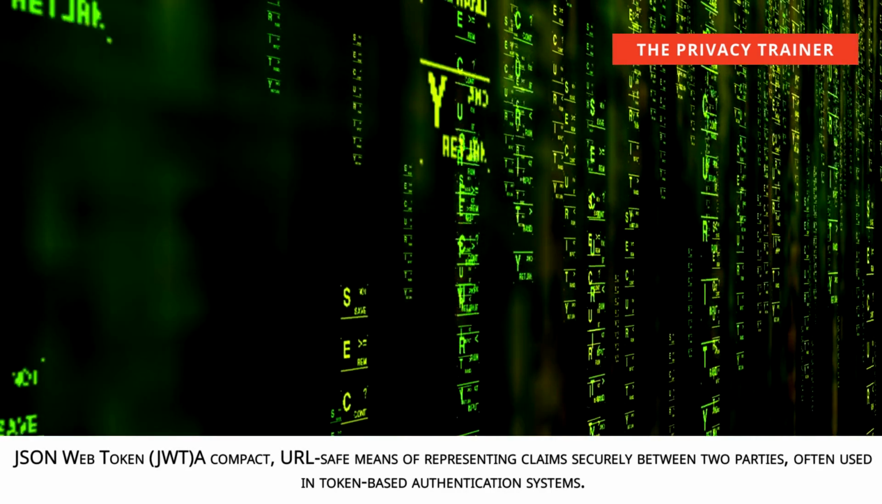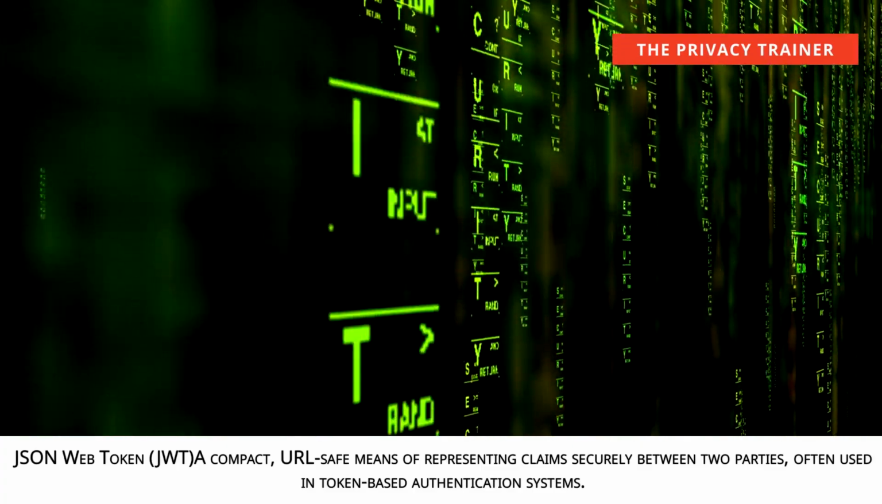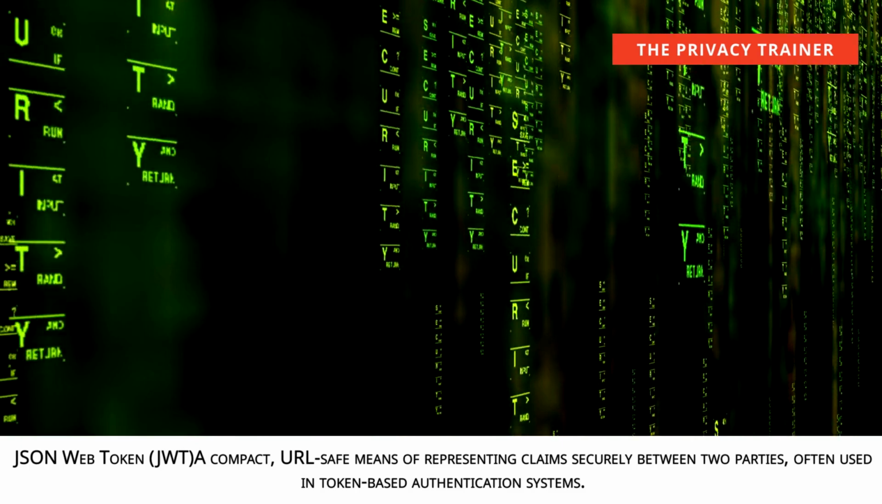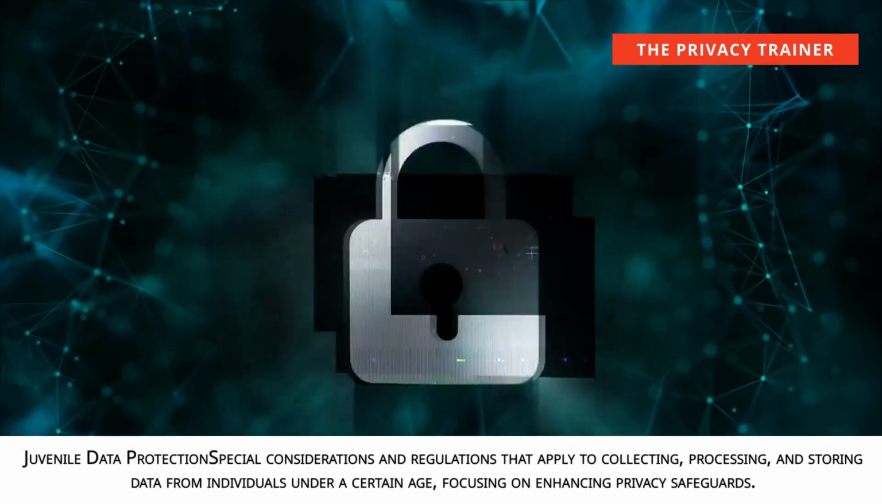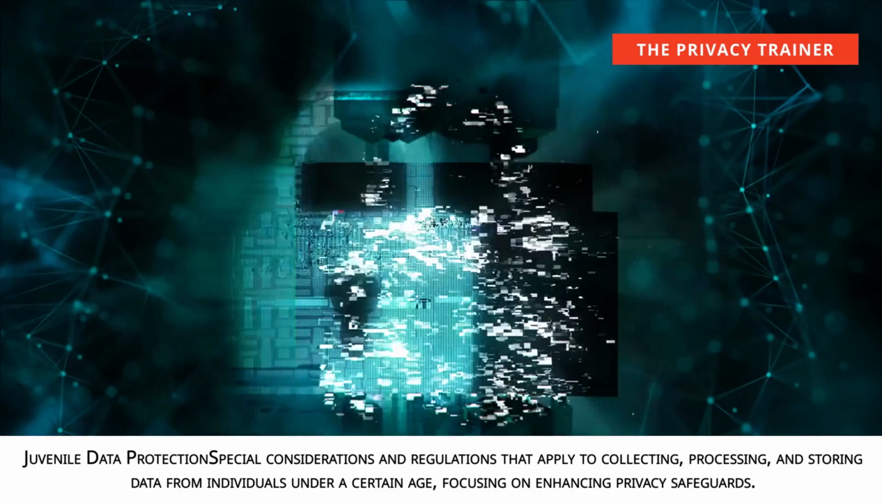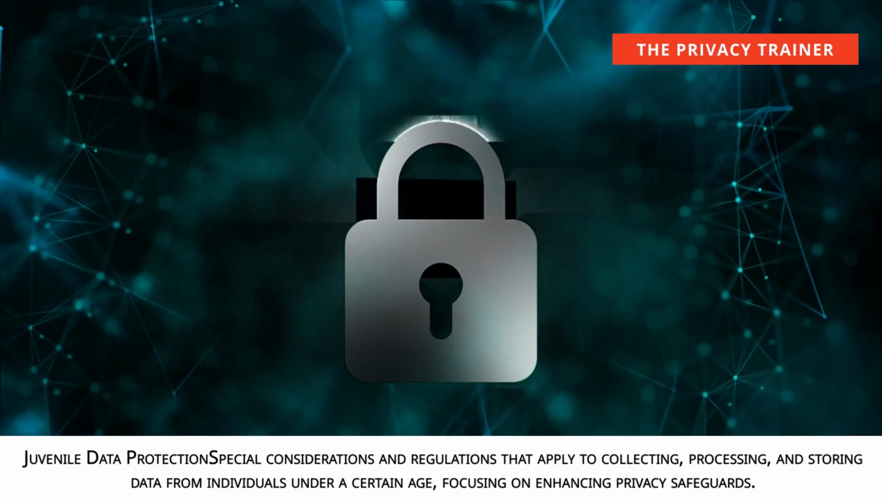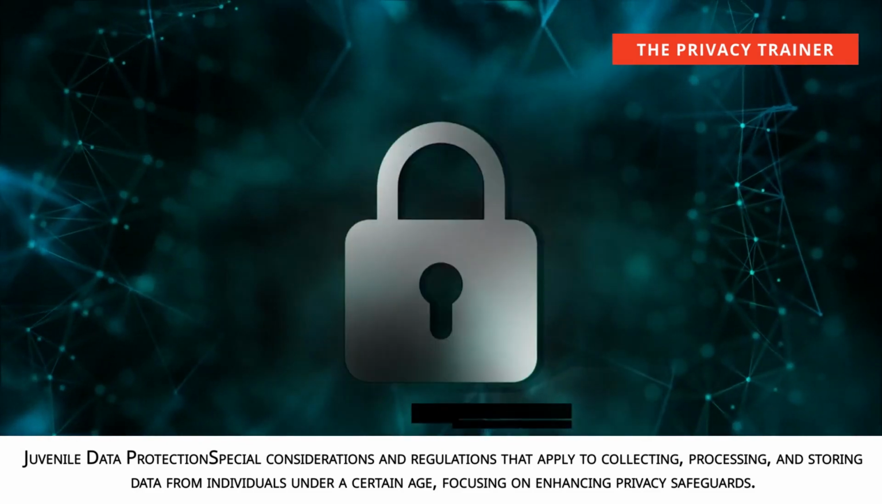JSON Web Token, JWT, a compact, URL-safe means of representing claims securely between two parties, often used in token-based authentication systems. Juvenile data protection, special considerations and regulations that apply to collecting, processing, and storing data from individuals under a certain age, focusing on enhancing privacy safeguards.